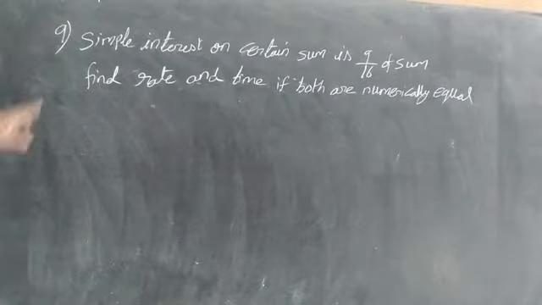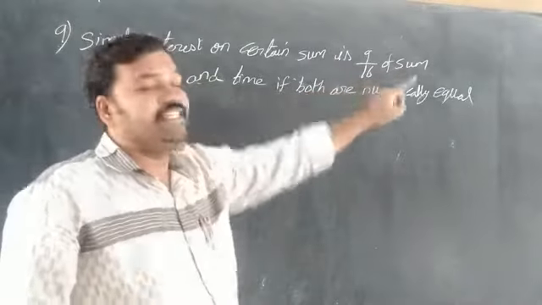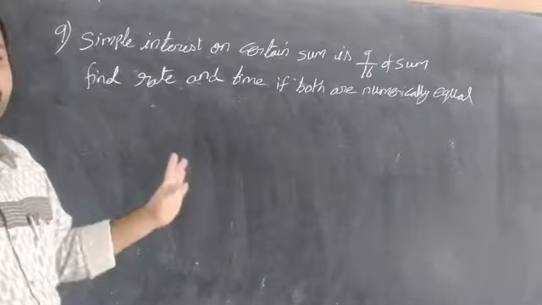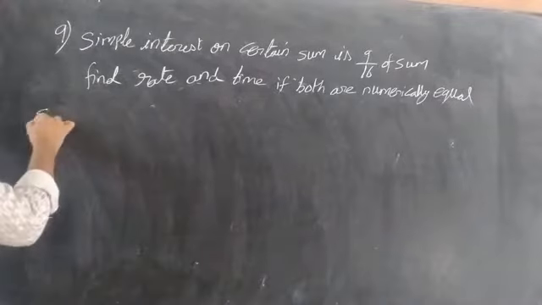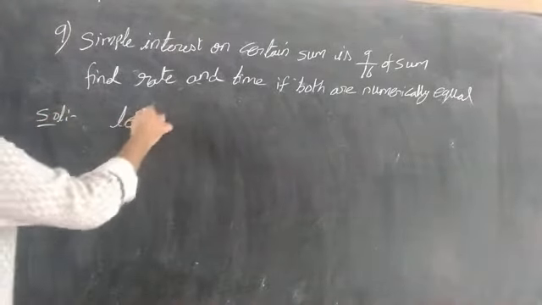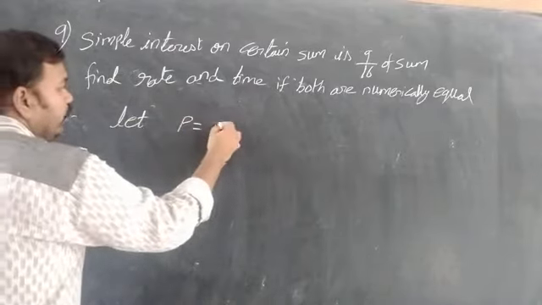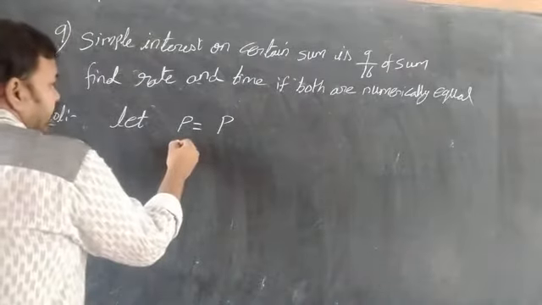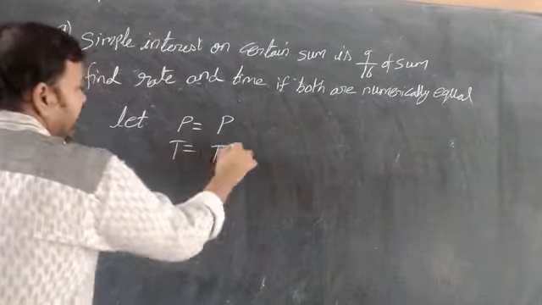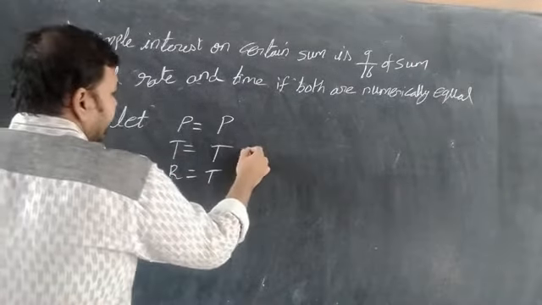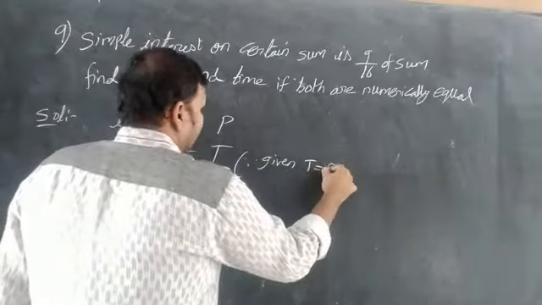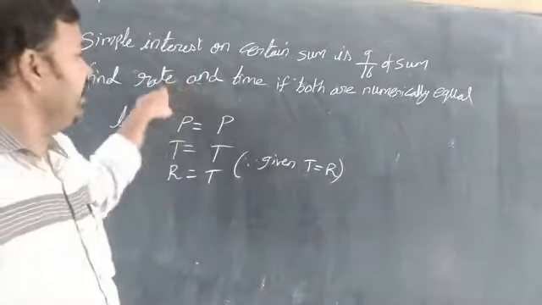Simple interest on a certain sum of money is 9 by 16 of the sum. In this question no sum or money is given, only 9 by 16 is given. So, solution: let the principal be P. Since it is given that time and rate are both the same, T is equal to R.